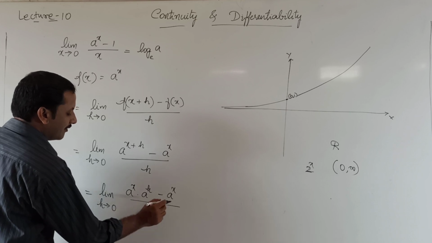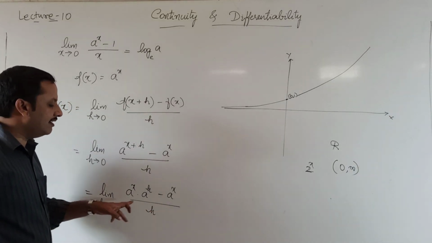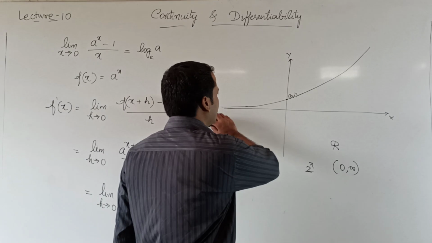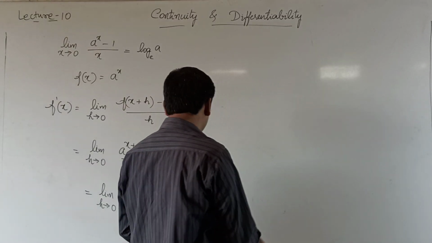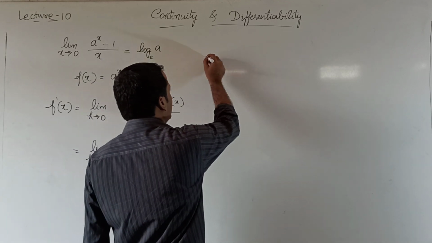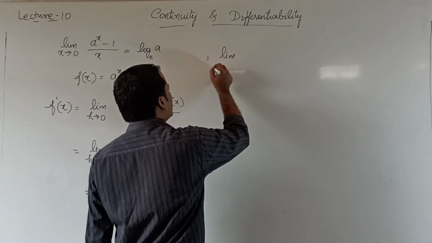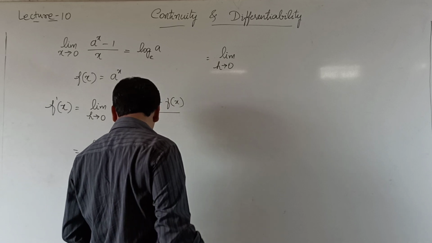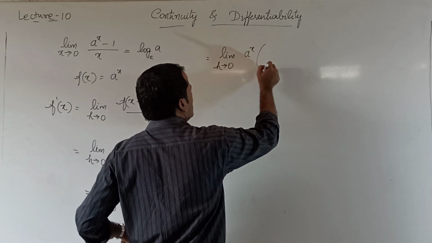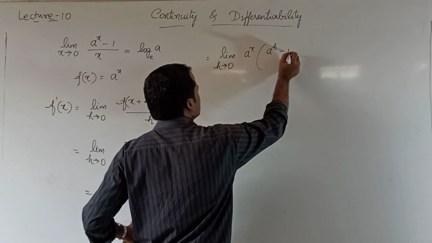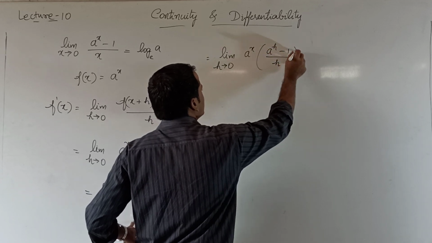A power x plus h, I will write it as a power x into a power h, minus a power x, divided by h. I will take a power x as a common factor here. Then you get limit h tends to 0, a power x into a power h minus 1 divided by h.